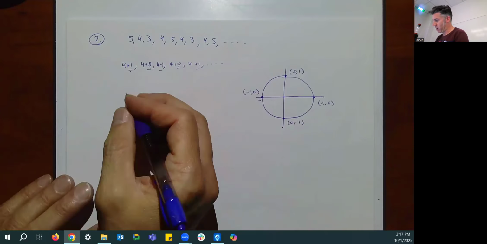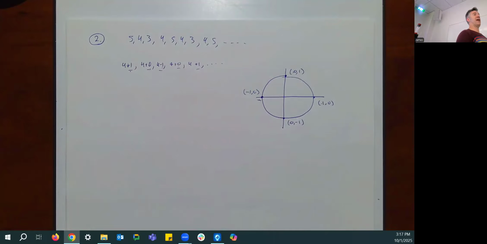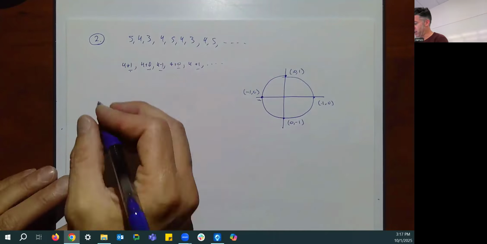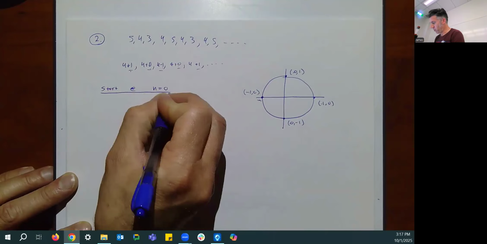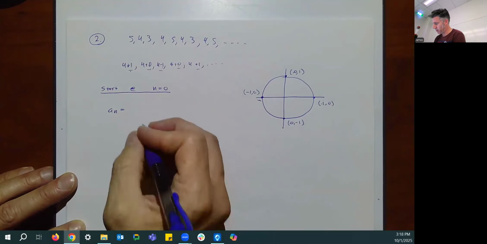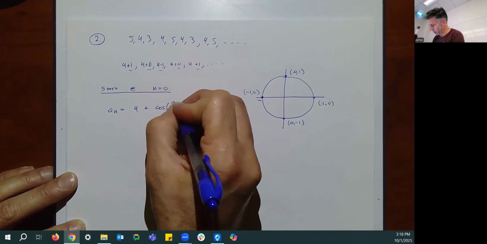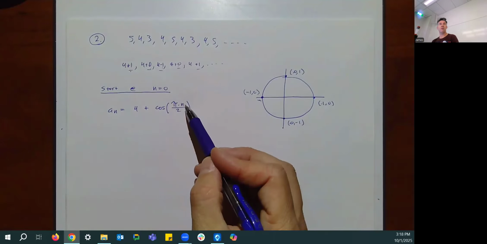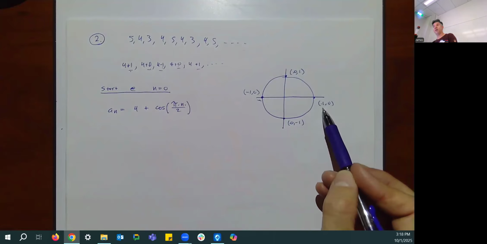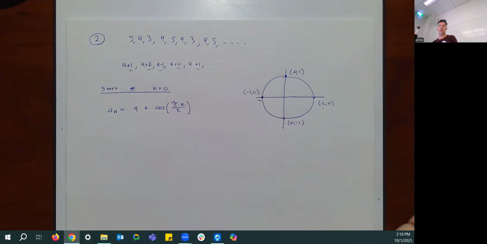So what I want here is, and this is interesting, here's where I'm going to choose to start at n equals 0. So starting at n equals 0, we'll do it both ways. We want our a sub n to equal 4 plus cosine of pi times n over 2. If you plug in n equals 0, you get cosine of 0, which is 1. Plug in n equals 1, you get cosine of pi over 2, which is 0. Plug in n equals 2, you get cosine of pi, which is negative 1, and so on. This is going to move you 90 degrees every time, so you're going to get to the next nice value.